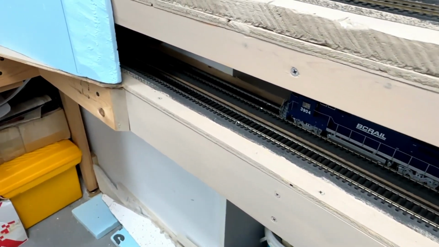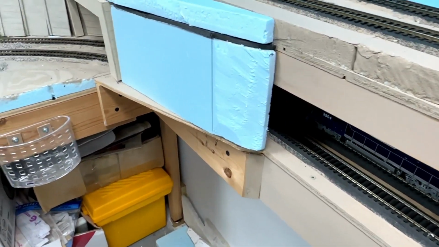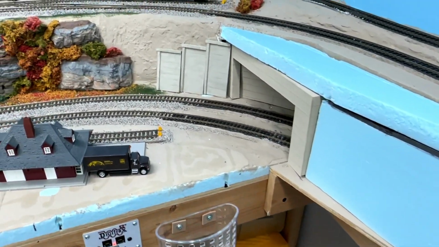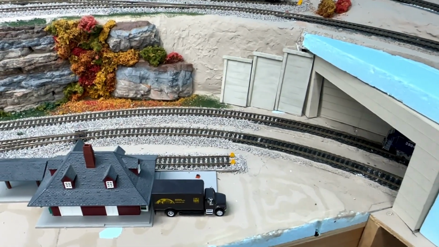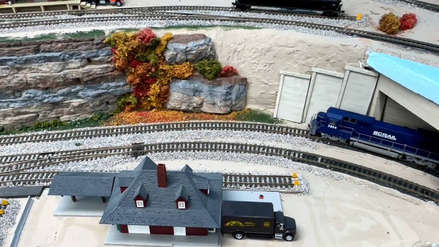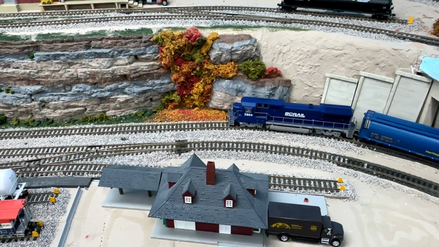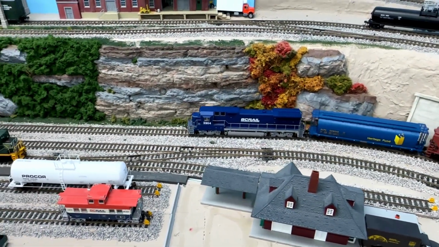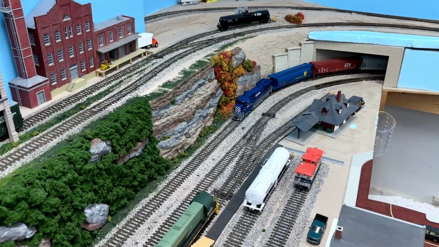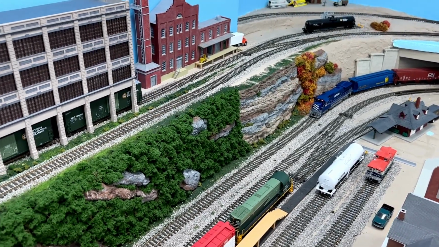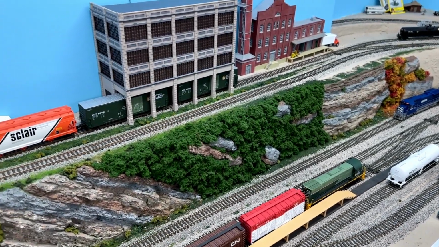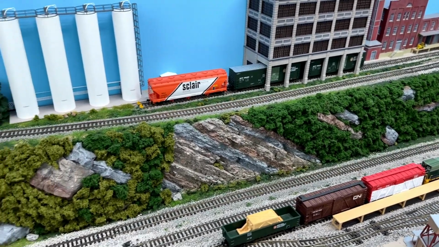We enter Sasquatch Landing via the Guardians of Forever tunnel portal, and then into its rail yard. Sasquatch Landing is a fictitious West Coast harbor community and is the most completed section of my layout. It has a small yard that services the community.